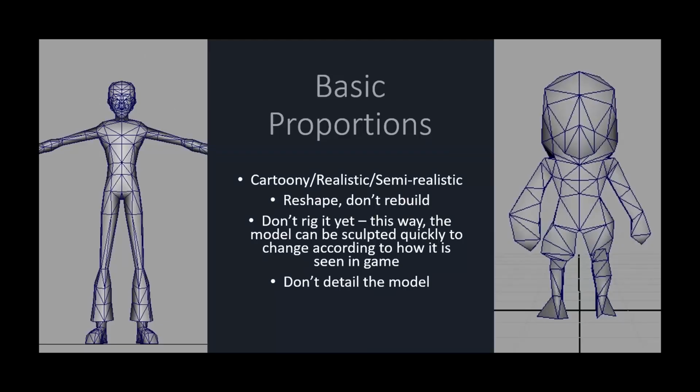Basic proportions. Please do not deliver a high-res, high-dense anything. This should be very simple, and I'm showing the wireframes because this is the kind of stuff you should be exporting into the game upon first pass. Cartoony or realistic or semi-realistic is exactly what you can determine at this point. Get ready to reshape, don't rebuild. And of course, don't re-rig it again, because this model is meant to be reshaped and quickly re-exported into the game, and go over those steps until you are much closer to what the character looks like.